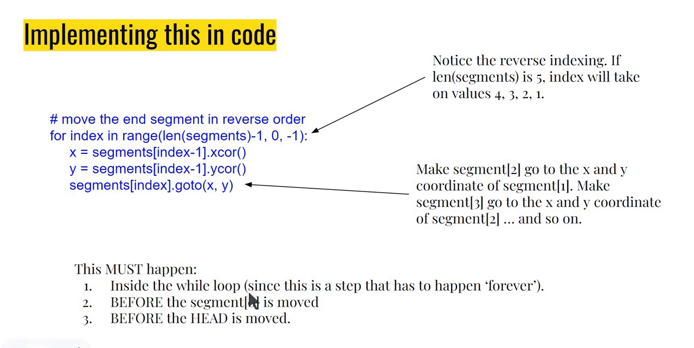This must happen inside the while loop. That's kind of obvious because the step has to happen forever. This must happen before segment 0 is moved. This must also happen before the head is moved. And this part has to be very clear. Think through this carefully, look at the animation, and I hope this point is clear, because once we are clear with this, the code is actually quite nice.